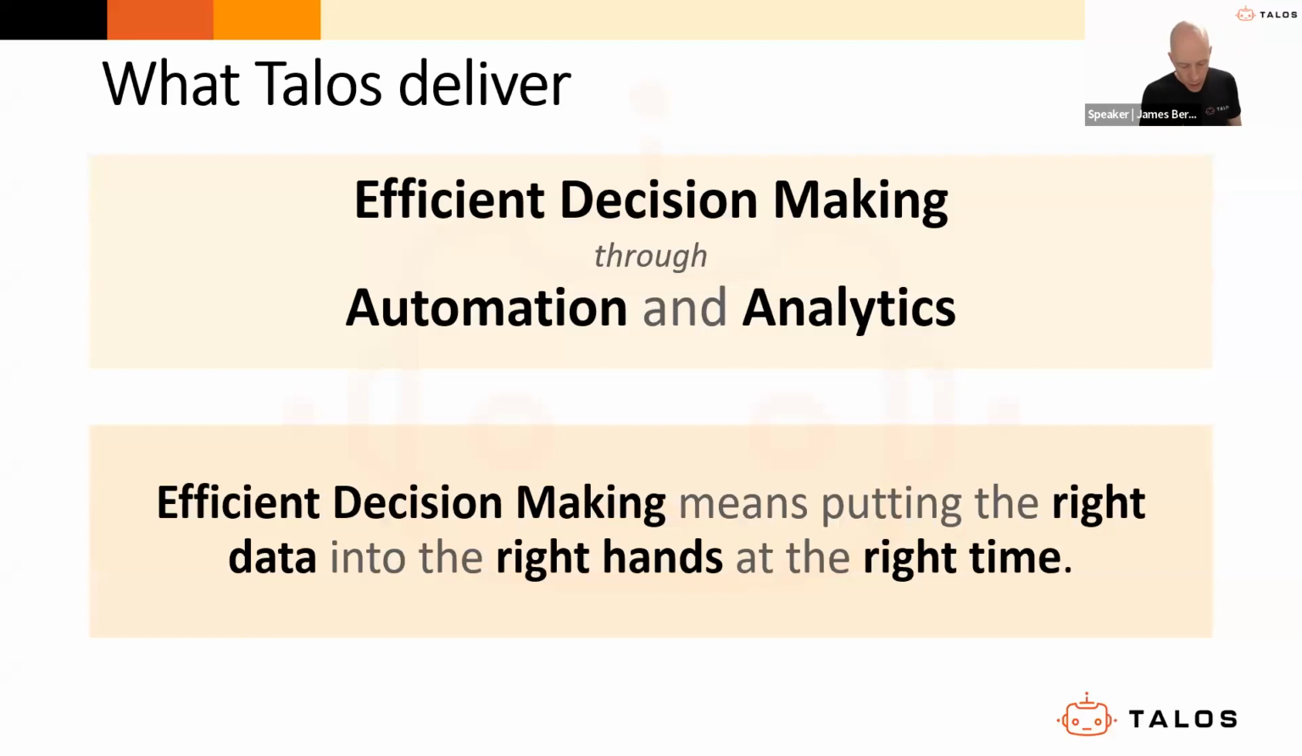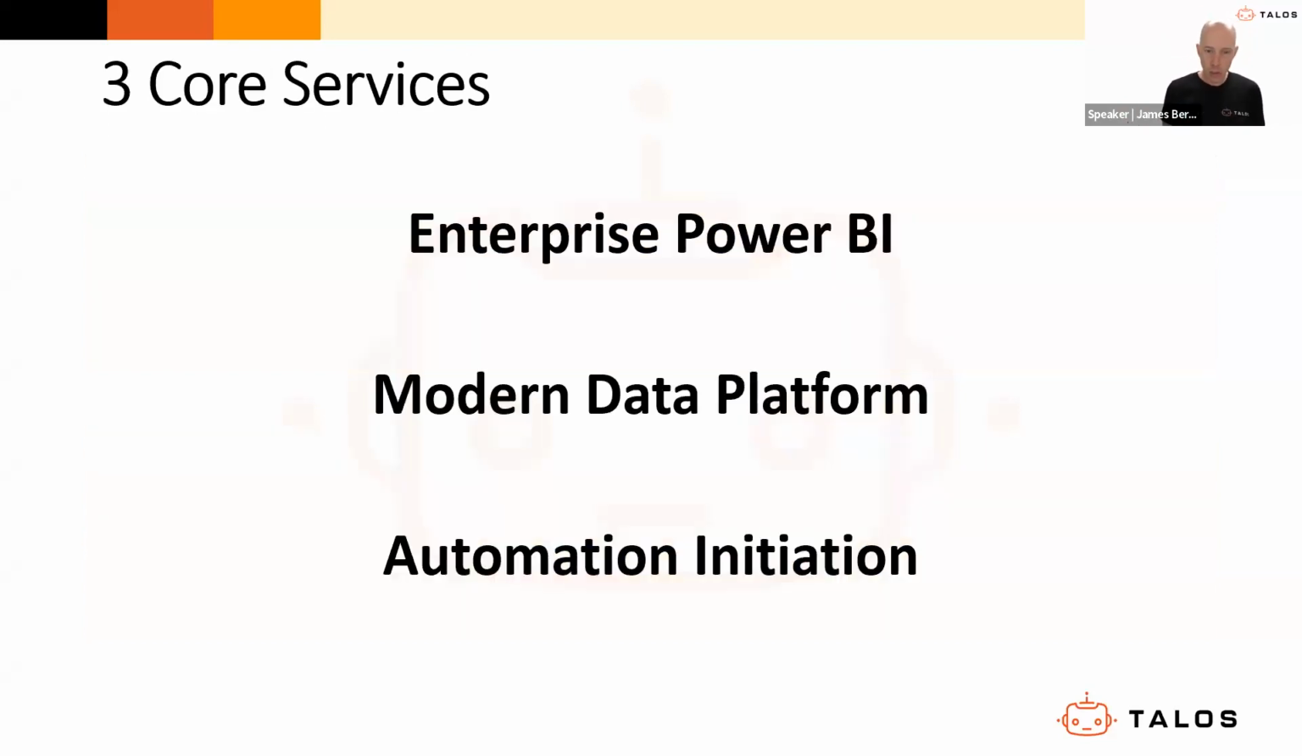As a quick introduction to Talos, Talos helps customers achieve efficient decision-making through automation and analytics. For us, efficient decision-making means putting the right data into the right hands at the right time. We are Microsoft data and AI solution partners, and we deliver our analytics solutions primarily through Azure and Power BI, and going forward into the future through Fabric. Our automation processes are delivered through Power Platform components, or for larger use cases, we use the UiPath technology platform. We have three core services.